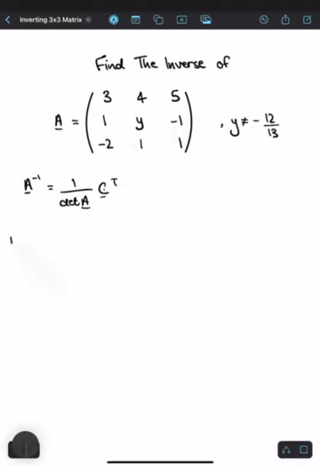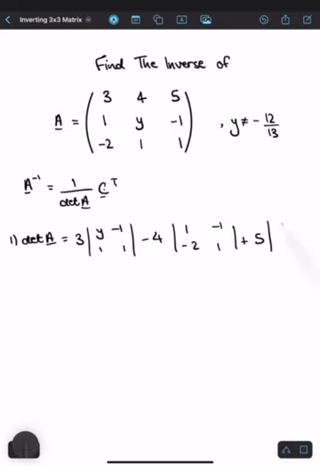So first, let's find the determinant of our 3 by 3 matrix. This is given by multiplying 3 by the matrix of its minors. So that is found by crossing out the column and the row that 3 is in and using what's left over. So that's y minus 1, 1, and 1, minus 4 times the matrix of its minors, which is 1 minus 2, minus 1, 1, plus 5, 1, y minus 2, 1.